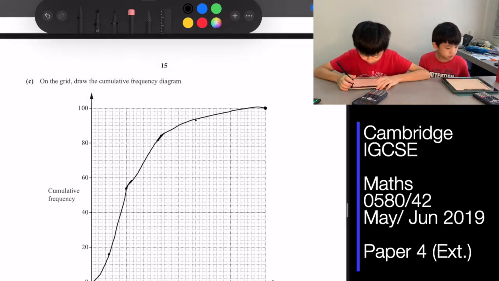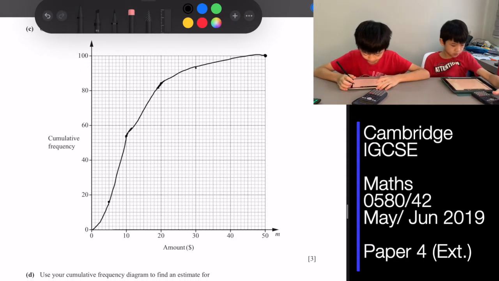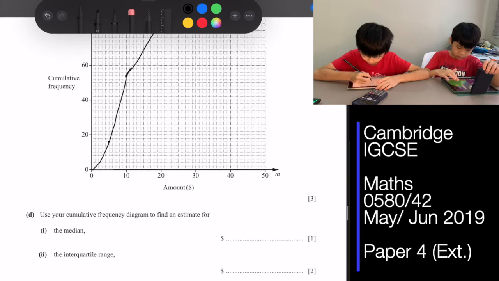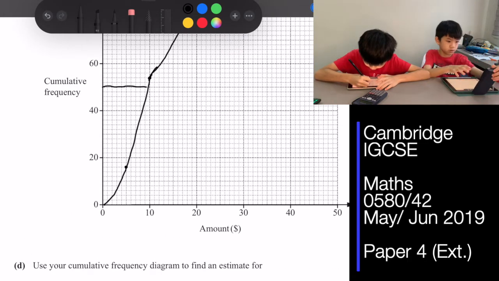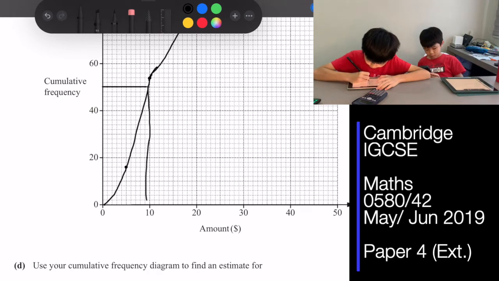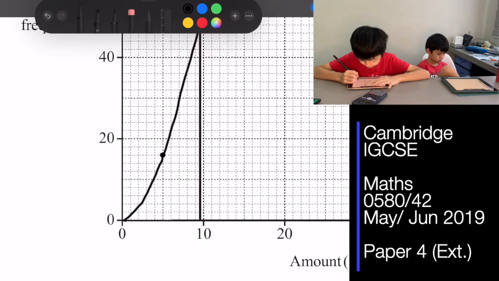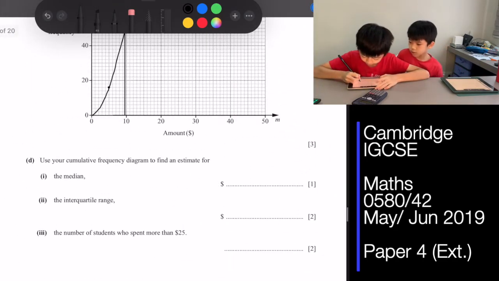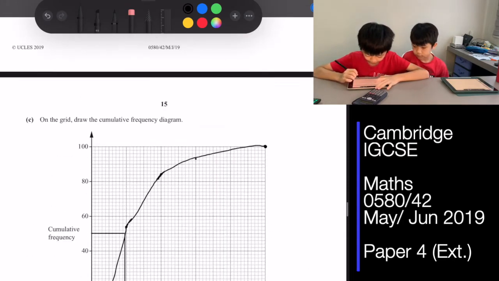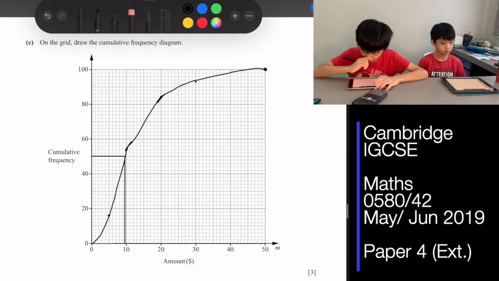The median is the middle number, so the middle number goes at 50, which is over here, which goes somewhere to 9. Somewhere at 10 or 9. 9 will do. The interquartile range. So interquartile range of the cumulative frequency.